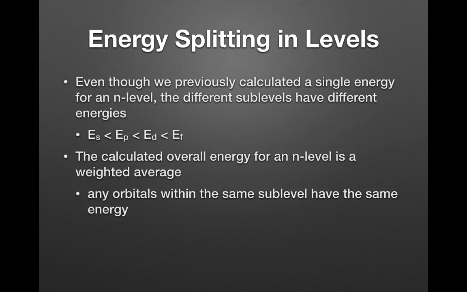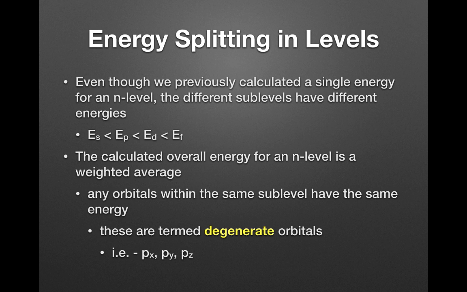Now, any orbitals within the same sublevel have the same energy. What that means is that even though the s is higher than the p, all of the p orbitals have this exact same energy. All of the d orbitals within a subshell have the same energy. So we call these degenerate orbitals. In chemistry terms, when we say energy is degenerate, it means that it has the same energy. So as an example, the px, the py, and the pz, three different orbitals with an L equal to 1, they all have the exact same energy.